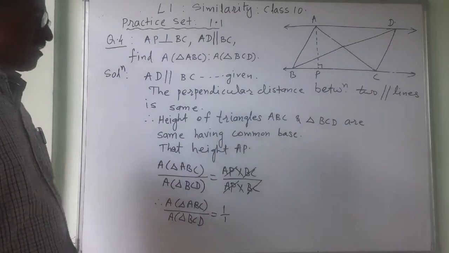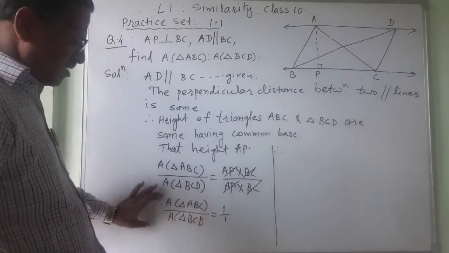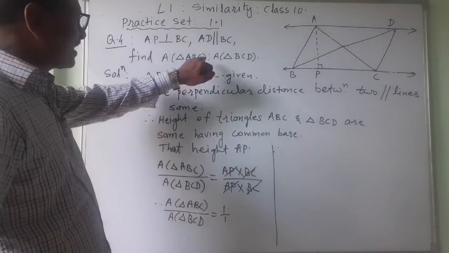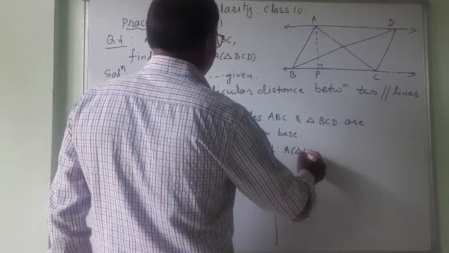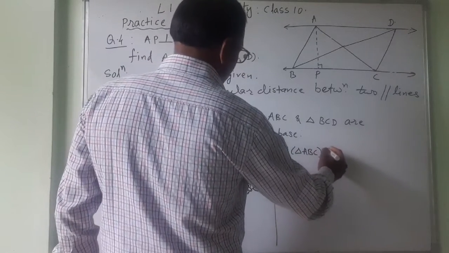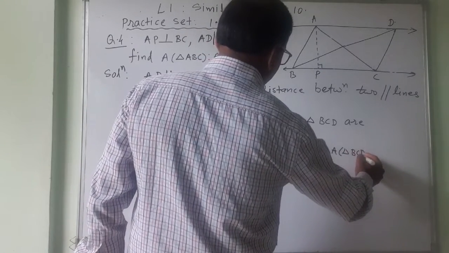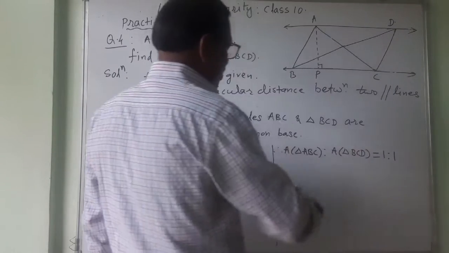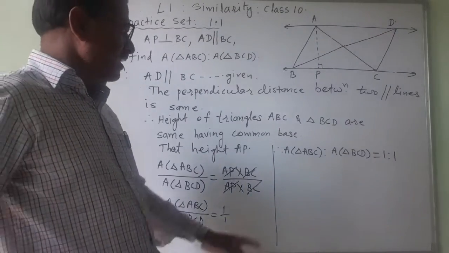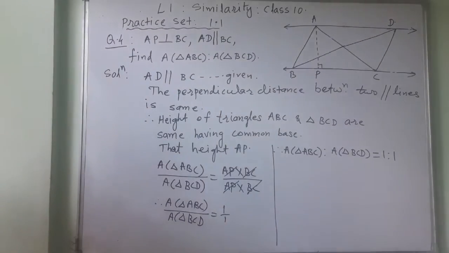So what is the ratio they have asked? They have not asked this value. They have asked in the ratio form. So in the ratio form, how to write that answer? Area of triangle ABC is to area of triangle BCD is equal to 1:1. 1:1 means they are same. Or you can say area of triangle ABC is equal to area of triangle BCD. Hope you have understood this.